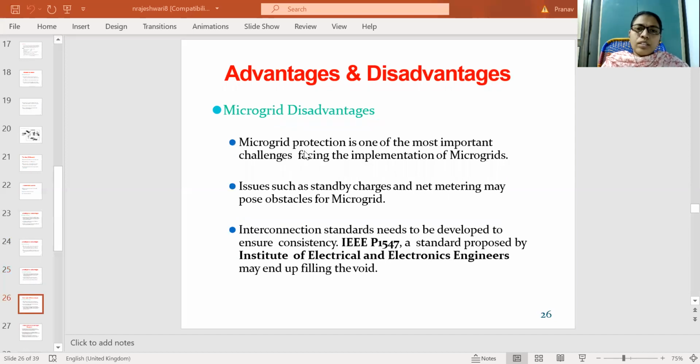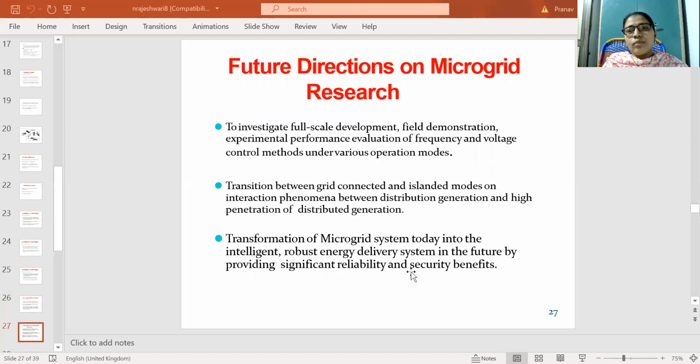Microgrid protection is one of the most important challenges facing the implementation of microgrids. Issues such as standby charges and net metering may pose obstacles for microgrids, and interconnection standards need to be developed to ensure consistency. IEEE standard P1547, proposed by the Institute of Electrical and Electronics Engineers, may end up filling the void. So these are the main disadvantages of microgrid.